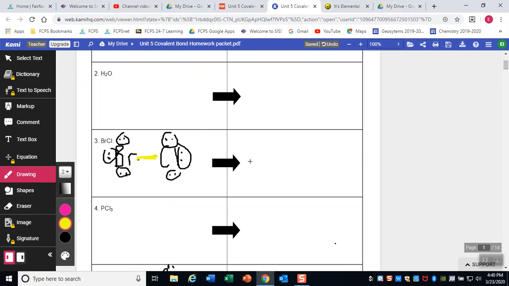All right, so my Lewis structure is just going to have the symbols right here, the covalent bond in the middle, and then the electrons here. The shape of this would be linear because there's only two elements, so it's going to be a linear shape. And polarity, it depends on the electronegativity.